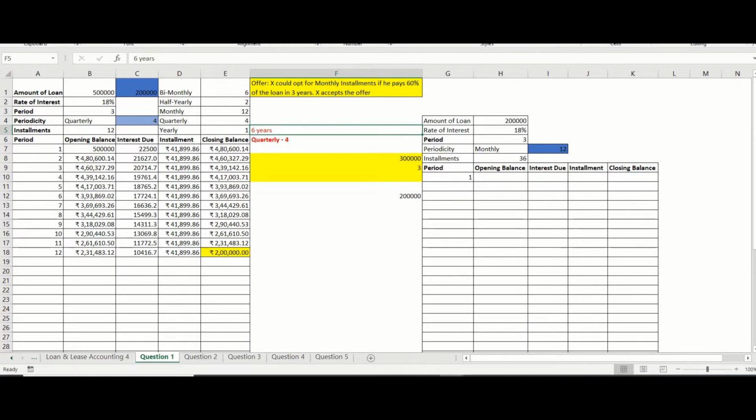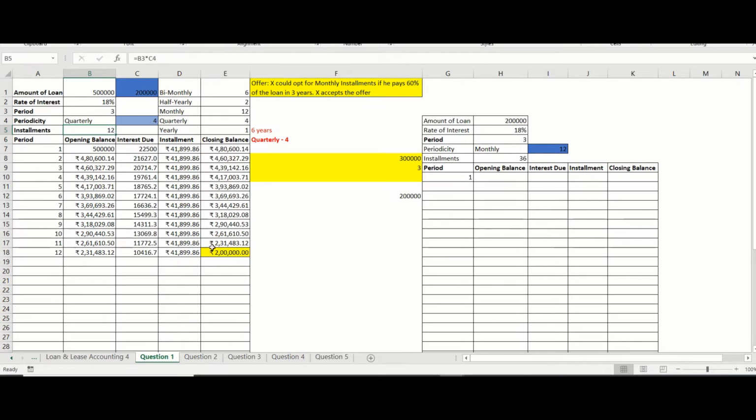अब जो फाइनेंस कंपनी जिन्होंने लोन दिया है वो एक ऑफर दे रहे हैं. वो कह रहे हैं कि अगर आपने 60% ऑफ द लोन 3 साल में पे कर चुके हो, फिर आप अगले 3 साल के लिए मंथली इंस्टॉलमेंट्स में पे कर सकते हो. ठीक है, तो बंदे ने एक्सेप्ट कर लिया. 60% ऑफ द लोन मतलब 3 lakhs, राइट. एंड इन 3 lakhs he should wind up so that for the next 3 years he will pay the remaining amount in monthly installments. तो यहाँ पे मेरी पीरियड 3 होगी और क्वार्टरली पीरियोडिसिटी है तो वैल्यू 4 होगी. तो टोटल कितना इंस्टॉलमेंट्स, 3 4 are 12, राइट.